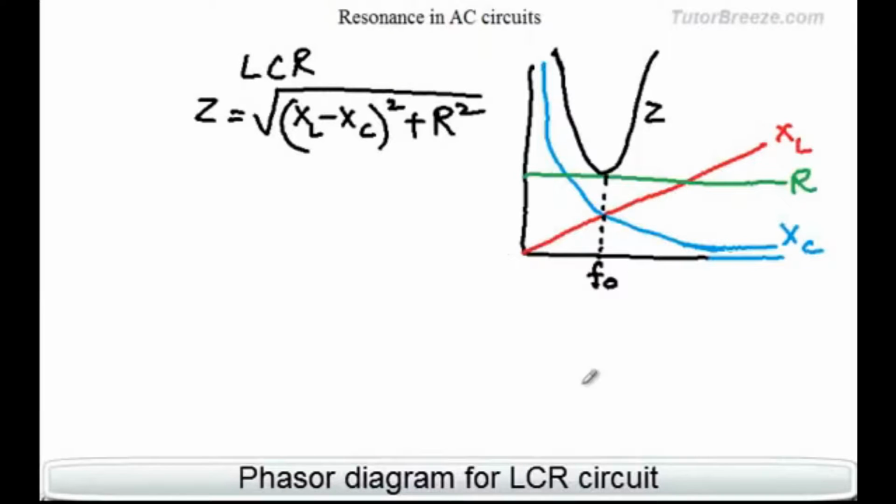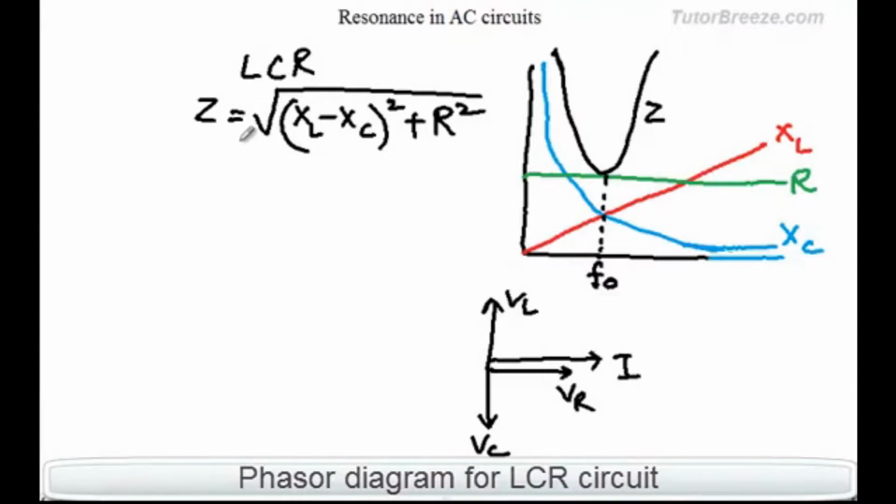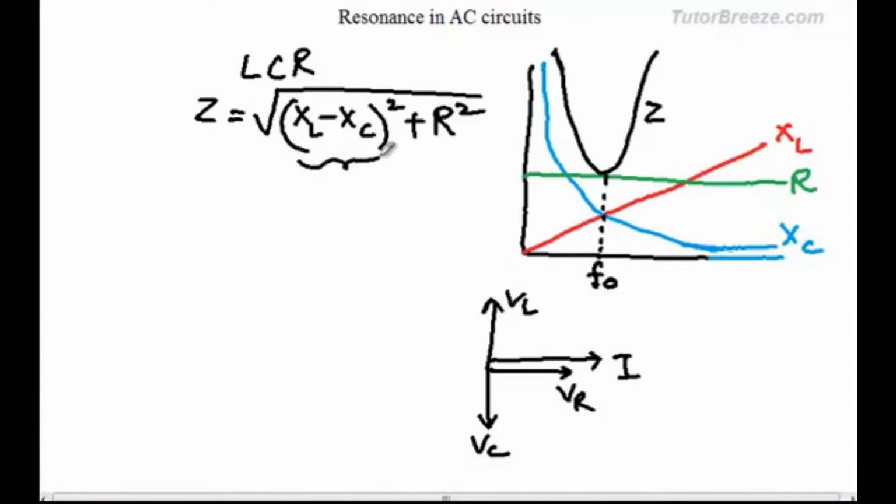If we also recall the phasor diagram, then let's say this is the current in the circuit, this is the voltage across the resistance, this is the voltage across the inductor which leads the current by 90, and this is the voltage across the capacitor which lags the current by 90. Next, let's look at the impedance. The value of Z will depend on (XL minus XC) whole square and R square.